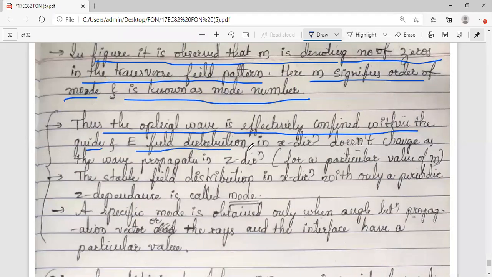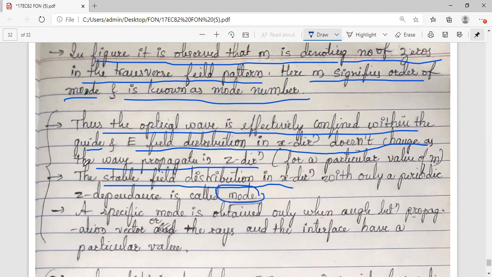And the electric field distribution in the x direction does not change as the wave propagates in the z direction. Okay, so it is a stable field distribution in the x direction. So what is a mode? It is very important. What do you mean by mode? It is nothing but a stable, constant field distribution in the x direction with only a periodic z dependence. We have not considered the beta z direction at all, only x we are considering. So this field distribution, we call it a mode. Remember, this is nothing but the mode.